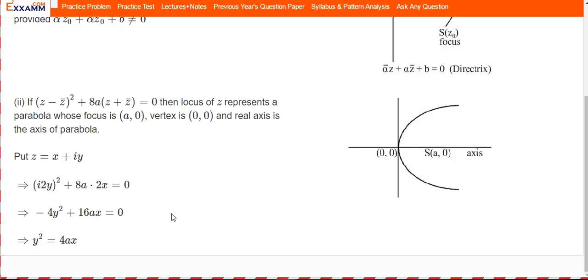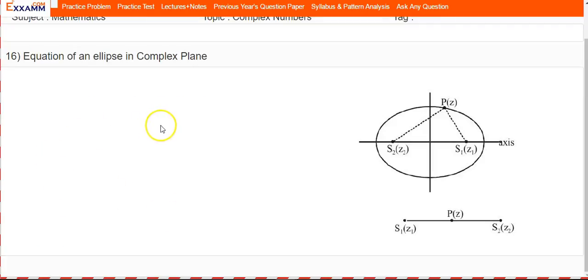Next is an even more important topic, that is equation of ellipse in complex plane. Now here the definition of ellipse, remember in coordinate geometry it took us a hell of a lot of effort in terms of number of steps to prove the equation of ellipse to be x square upon a square plus y square divided by b square is equal to 1. But here the equation would come out in one single step. That is the beauty of complex variable and complex plane.